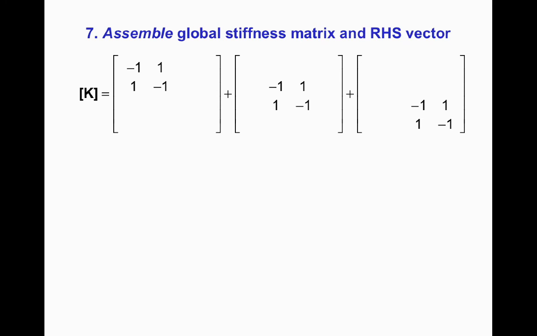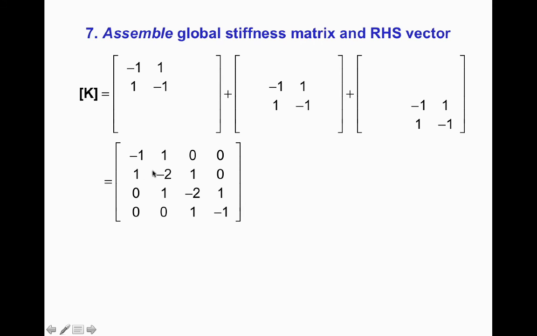And again, because we're integrating, the integral over the entire domain is just the sum of the integral over the subdomains. And so where these terms overlap, they simply add. And so we end up with -1, 1, 1, -2, 1, 1, -2, 1, 1, -1. And notice the matrix is symmetric because the governing equations were symmetric and the element stiffness matrices were symmetric. And notice the matrix is also sparse. It's sparse because there's nothing in the 1,4 position or the 4,1 position, because element 3 doesn't interact with element 1. And so node 4 has no connection with node 1.